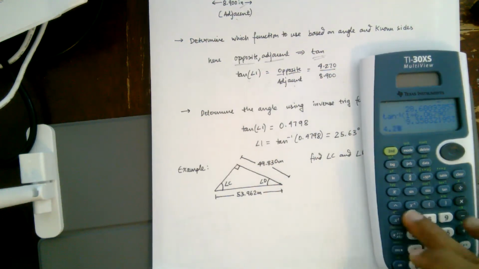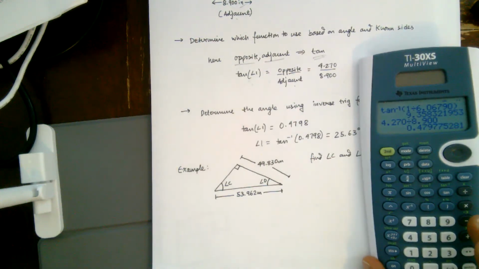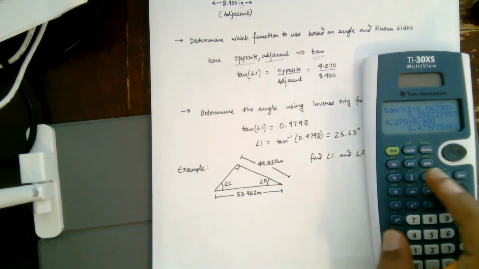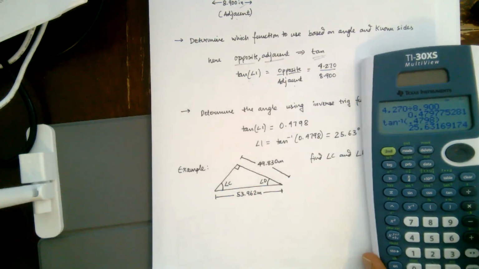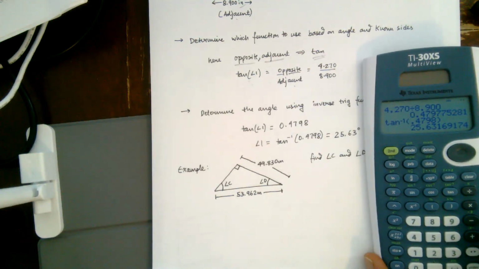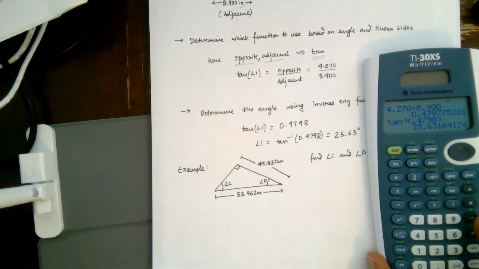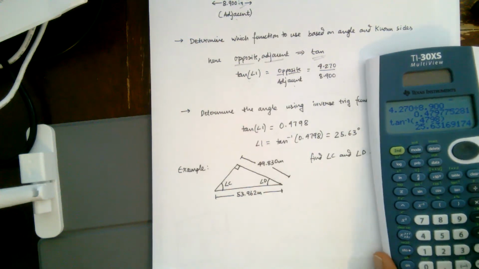So 4.270 divided by 8.900 gives me 0.47977, which I'm rounding to 0.4798. And then tan inverse of 0.4798 is 25.631, which rounds to 25.63 degrees. So this is a nice way in which you can figure out an angle without having to measure the angle if you know the sides of the right triangle.